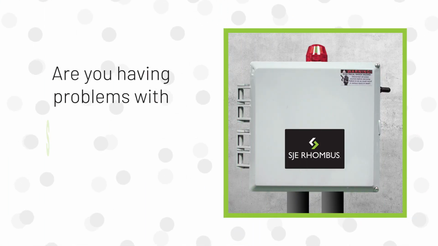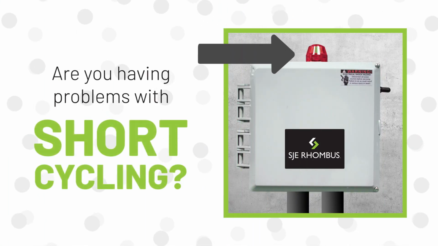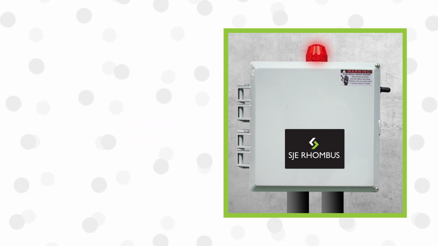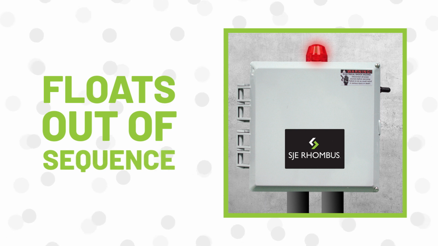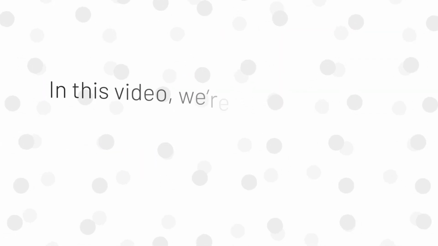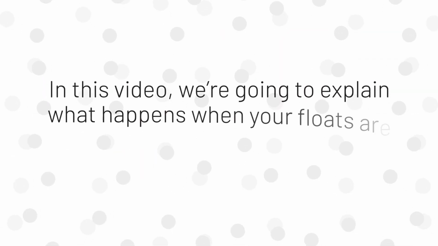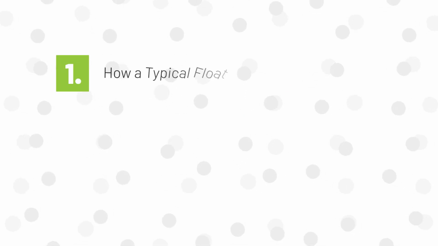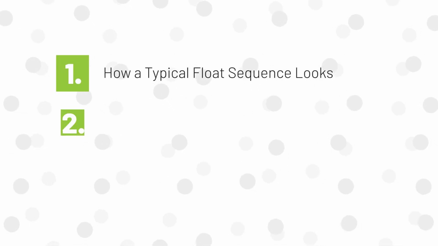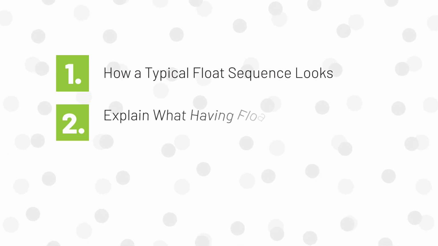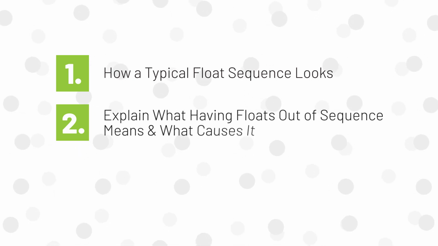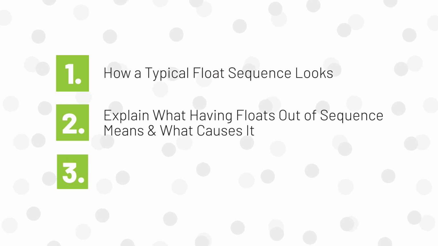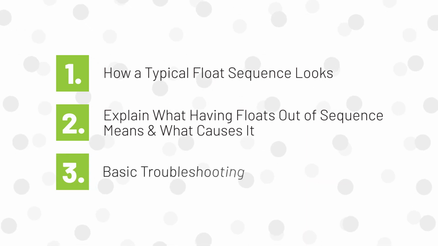Are you having problems with short cycling or your panel alarm activating frequently? You could be experiencing a floats out of sequence issue. In this video, we're going to explain what happens when your floats are out of sequence. First, we'll show you how a typical float sequence looks, and then we'll explain what having floats out of sequence means and what causes it. Finally, we'll walk you through some basic troubleshooting.